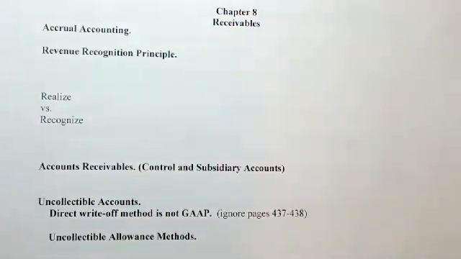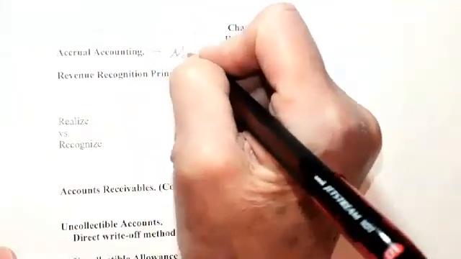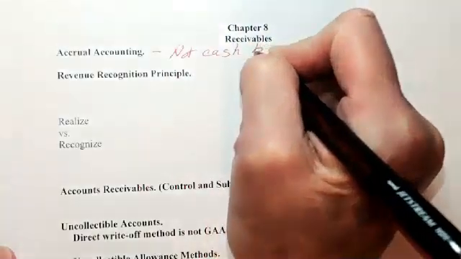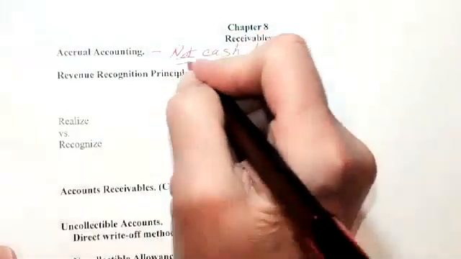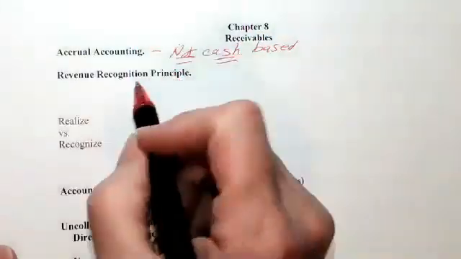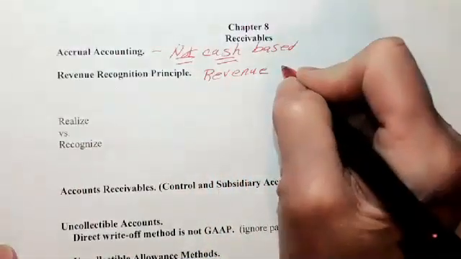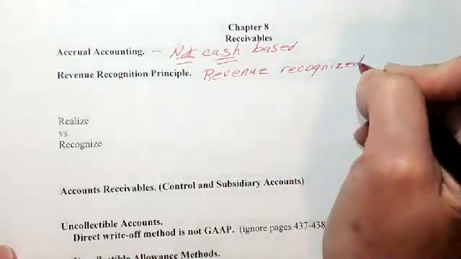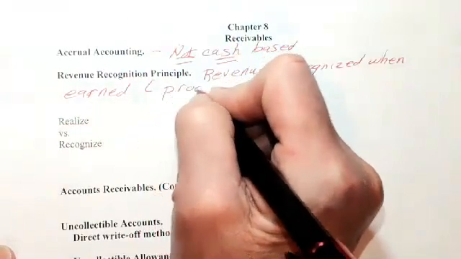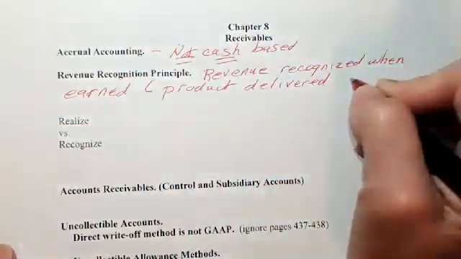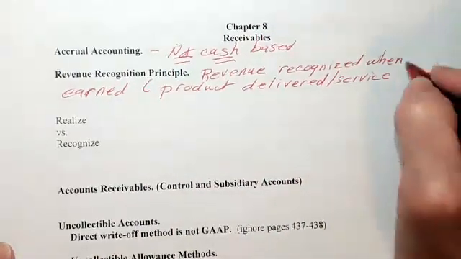This really goes back to the idea of accrual accounting. Remember that we have accrual accounting. It's not cash-based. So the opposite of accrual is cash-based. So we're not that, which means that revenue recognition principle is that our revenue is recognized when it's earned, kind of when your product is delivered or the service is performed, depending on if you're a retailer or a service organization.